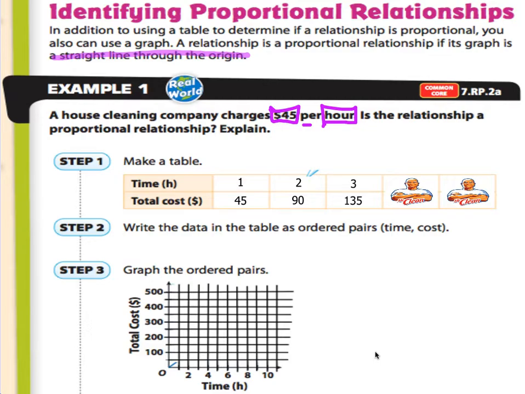3 hours will cost me $135. Okay, and I'm not looking to see if this is proportional, because at this point I know, well, I guess I am looking to see. Right now, I'm doing the math. So 4 hours would cost me $180, and 5 hours would cost me $225.